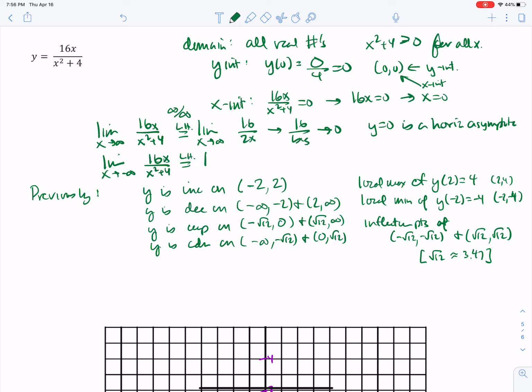Still an infinity over infinity form, and so I get 16 over 2x. While it was a big positive number in the previous case, it's 16 over a big negative number, but that's still heading towards 0. But notice that it is coming at 0 from below, because the y-coordinate is negative, and this is going to be approaching from above.